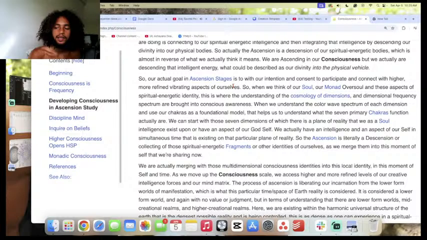When we understand the color wave spectrum of each dimension and use our chakras as a foundational model that helps us to understand what the 7 primary chakras' functions actually are, we can start with those 7 dimensions, of which there is a plane of reality that we as a soul intelligence exist upon, or have an aspect of our God self.